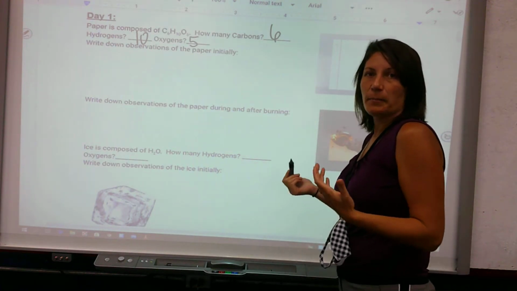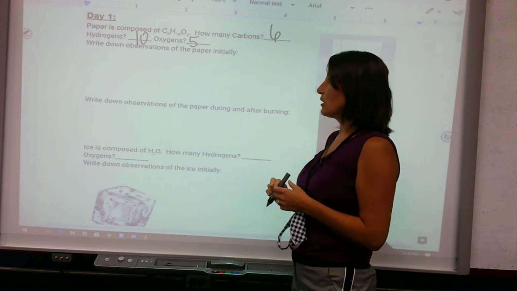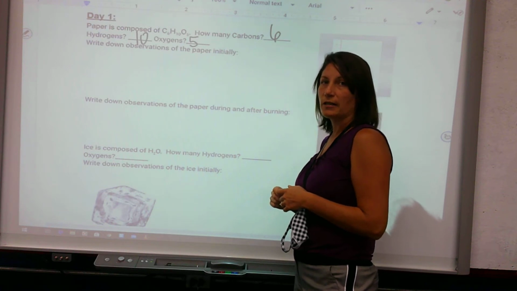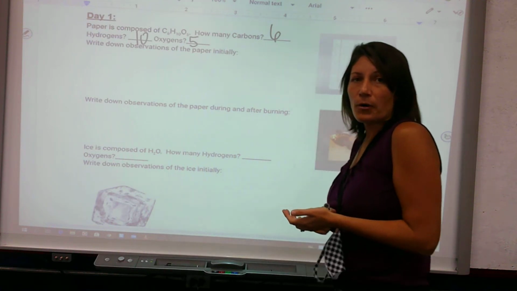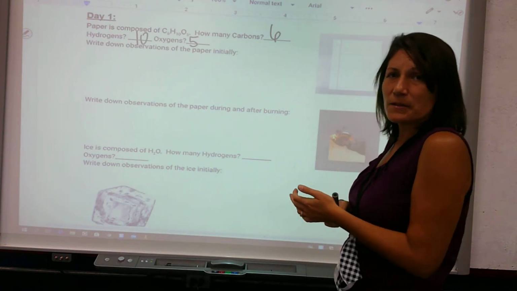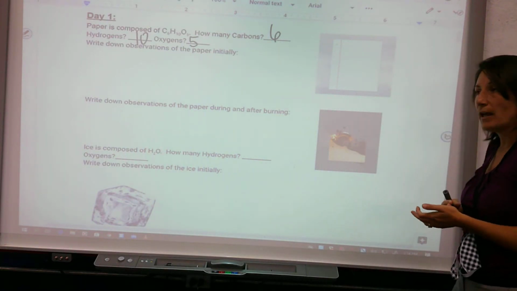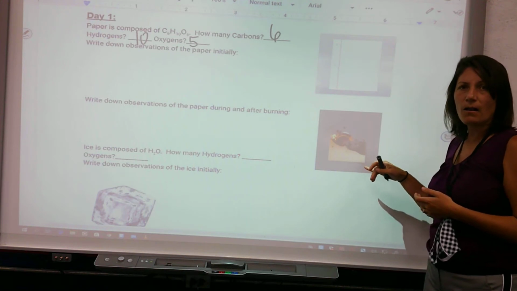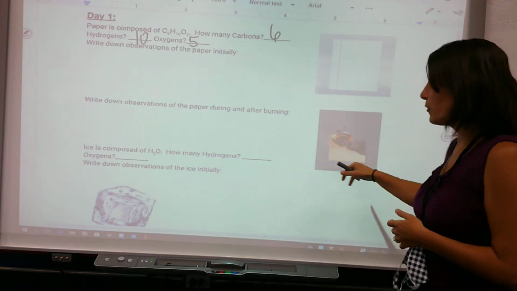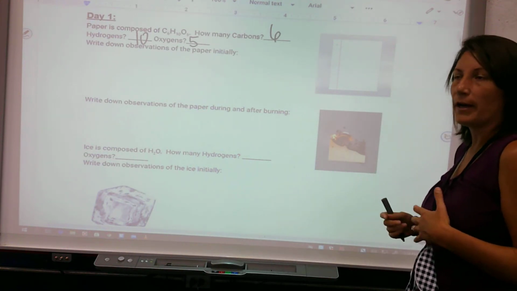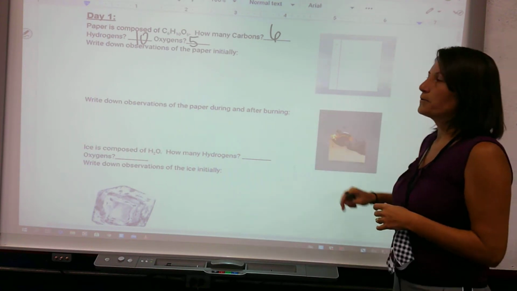Then I lit the paper on fire and had them write down observations during and after burning. During burning, they saw things like smoke, the paper turned black, and there was flame. They also noticed that not all of the paper burned. The flame went out before all of the paper burned, and I left it that way. So we noticed those things.